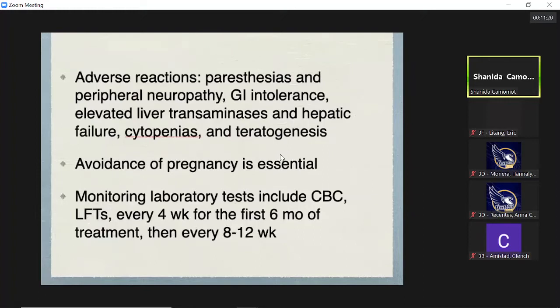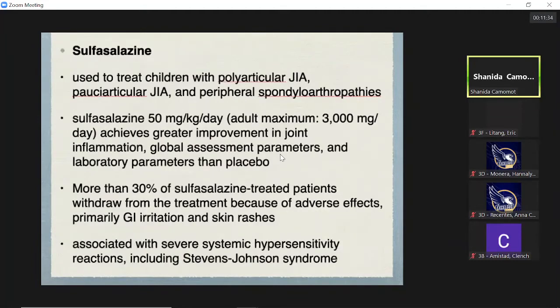And again, if patients are taking leflunomide, you also monitor CBC and liver function tests every 4 weeks for the first 6 months of treatment. Then you adjust to every 2 to 3 months thereafter. The next non-biologic DMARD is your sulfasalazine. It's used to treat children with polyarticular JIA, oligoarticular JIA, and peripheral spondyloarthropathies.